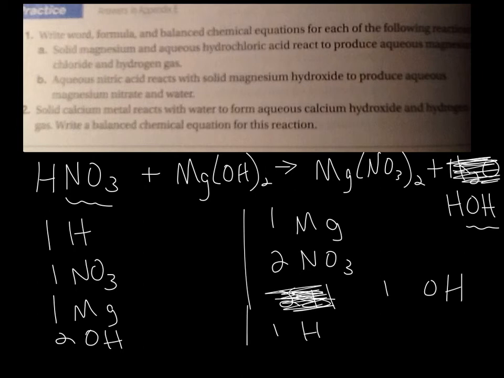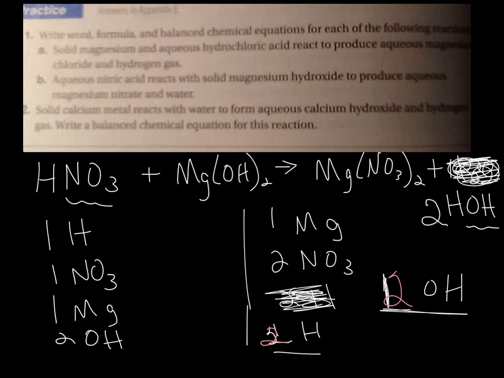We have 1 hydrogen, but we have 2 OHs and only 1 OH over here. So if I put a 2 in front of this HOH over here, which is water, that changes this here to 2. I'm going to use pink. That will be 2, and then this one will also be 2.